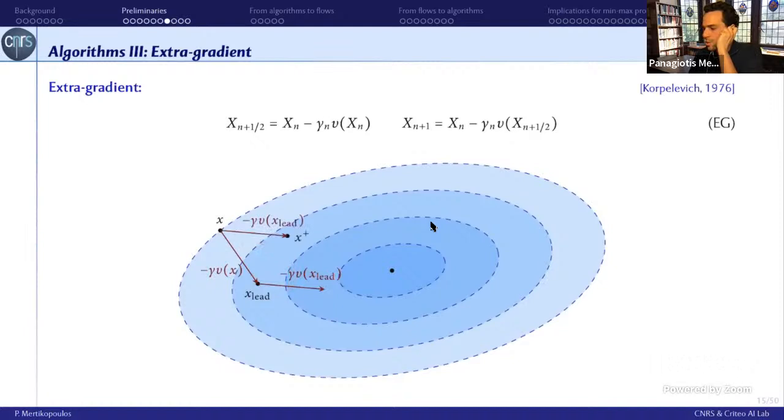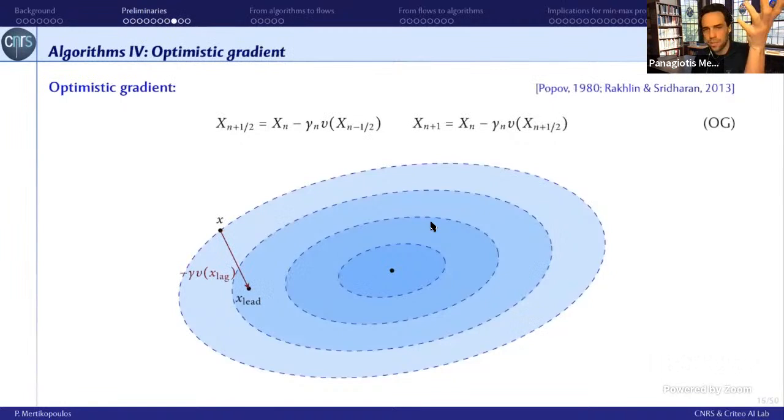All right, extra gradient, optimistic gradient, you do the same thing. It's only that instead of calculating a gradient here, you take the last gradient that you observed, and you use this to do this extra update.